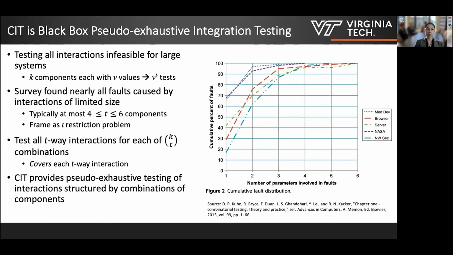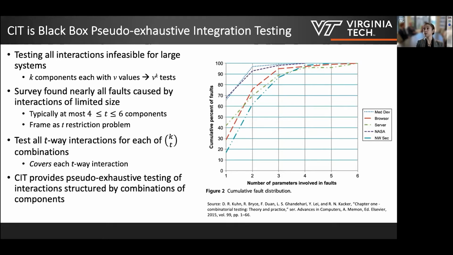At around 4, so when we're looking at interactions of size 4, close to 100% of the faults are found. And by the time they increase the size of interaction to 6, effectively all of the faults were found in the systems that were being checked. So what this means is that for these systems, at least, it wasn't necessary to check interactions of, say, size 7 or 8 or 9 because all of the faults in the systems were found.